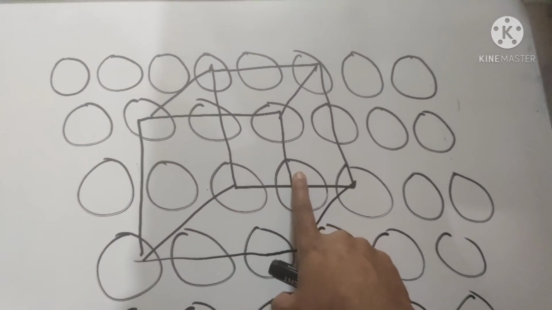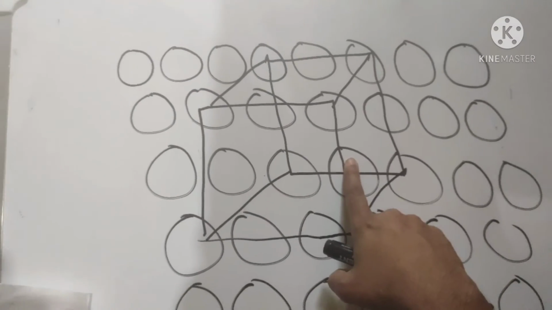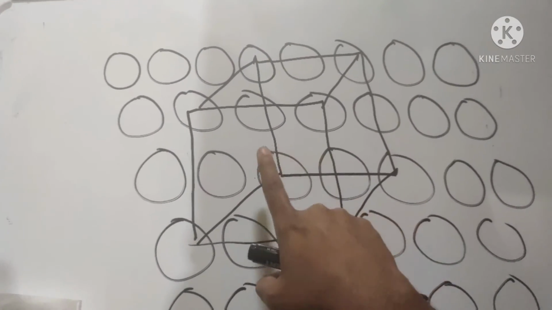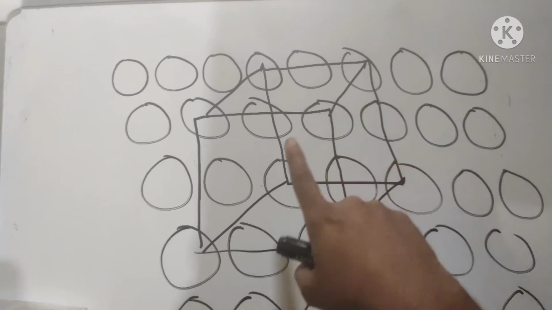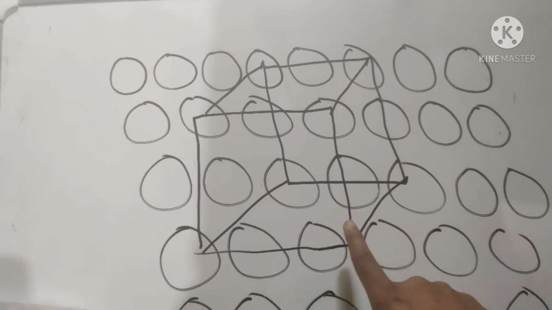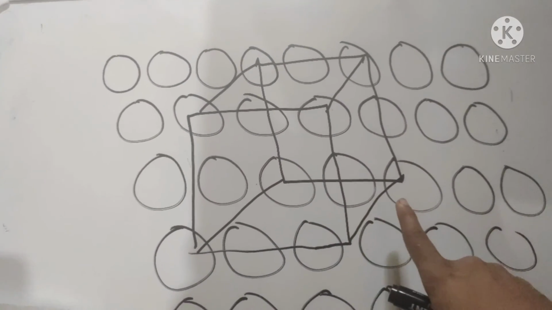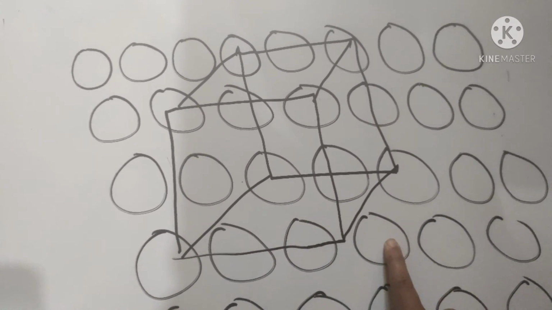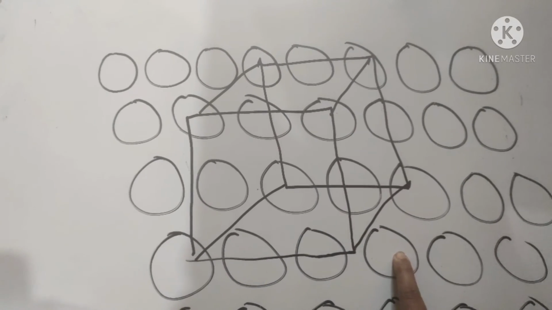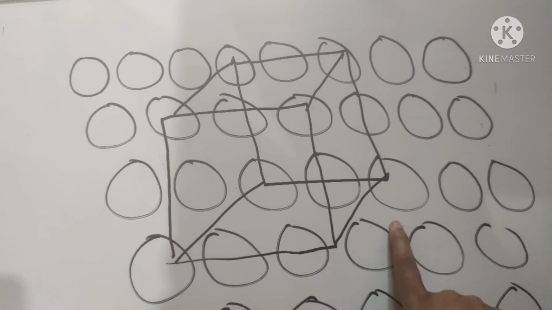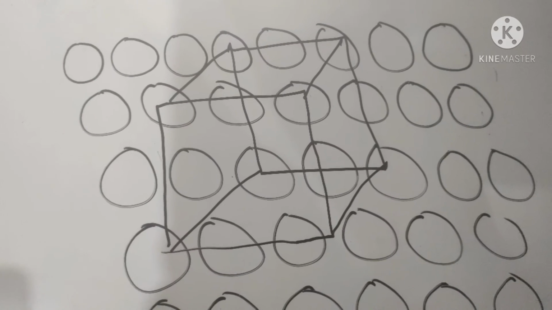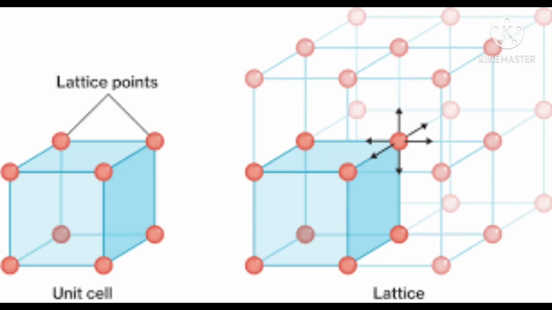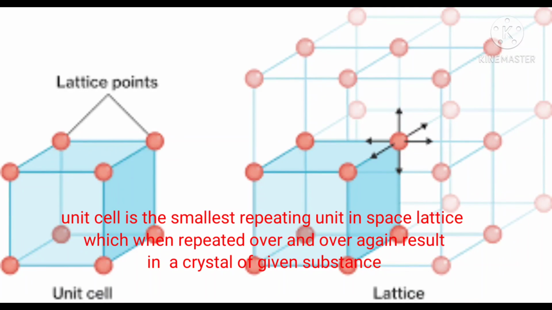This is the lattice we have drawn. From this we can say if the particles are replaced by points, the crystal structure would be an array of points which is called a lattice. These points are called lattice points, and the space between them is called space lattice. If we connect the points by regular intervals of lines, we get a lattice.